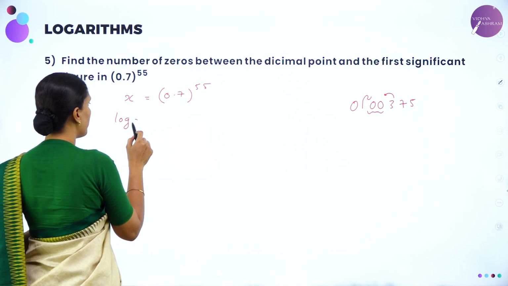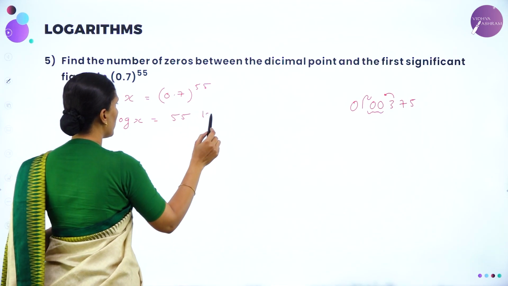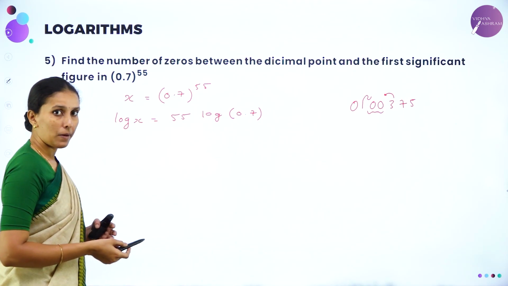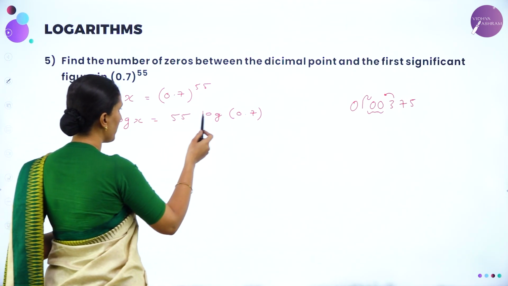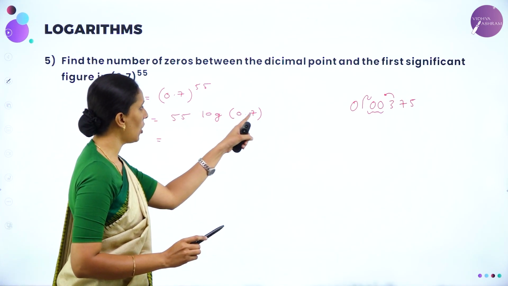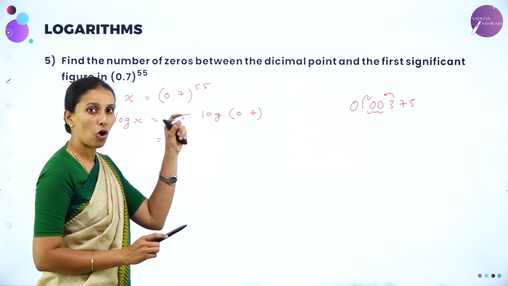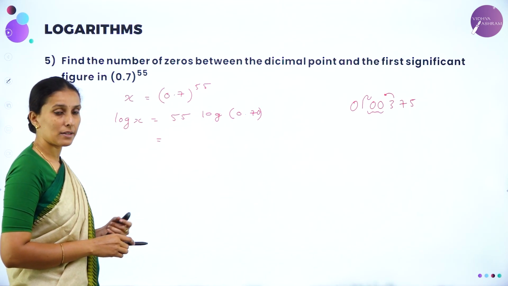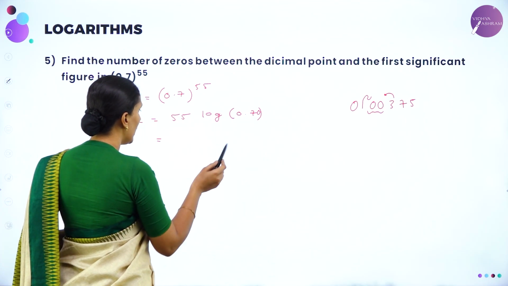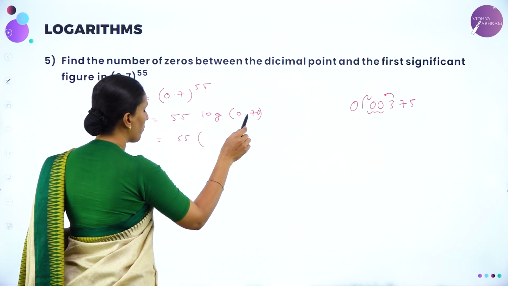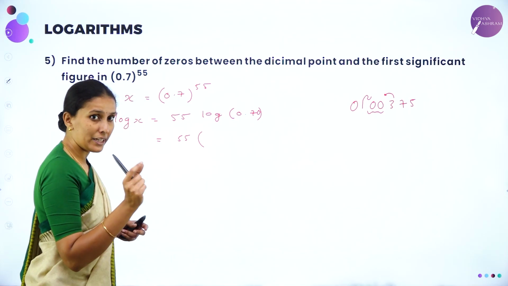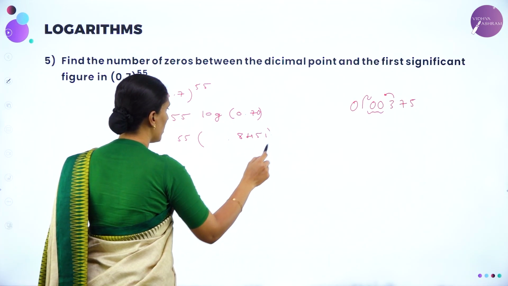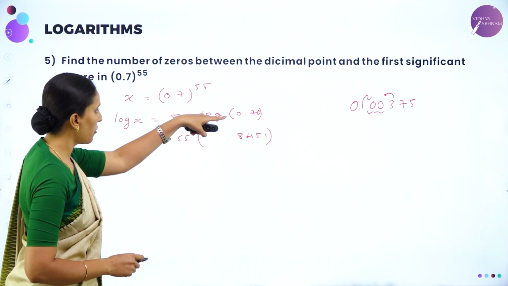Then log x is equal to 55 log of 0.7, because this is in the form of m power n. If we apply log, then it will be n log m. So 55 log 0.7. Now we will find the log value at 70. We don't have any log value at 7, so we'll find it at 70. If we don't have any number, we can consider it as 0 after the decimal point. So log of 0.70 or log 70 will be 8451.